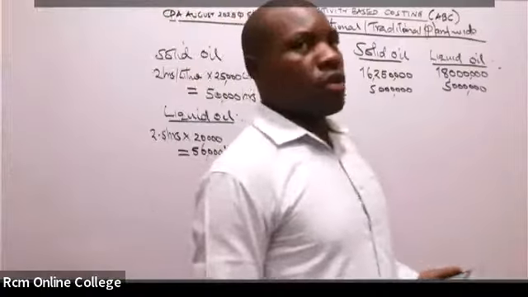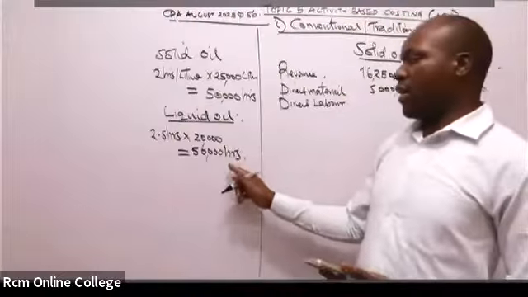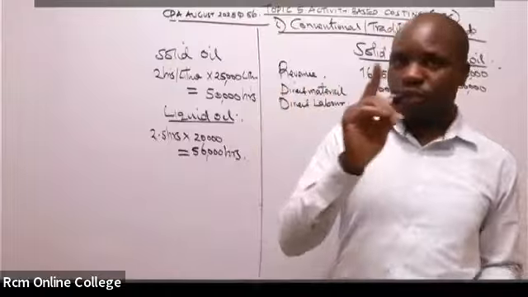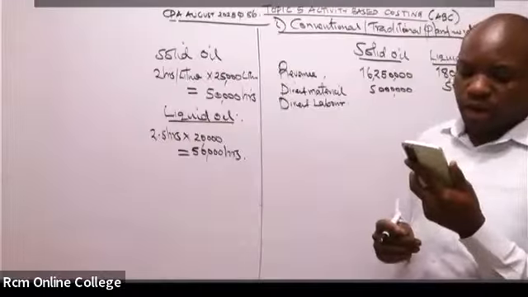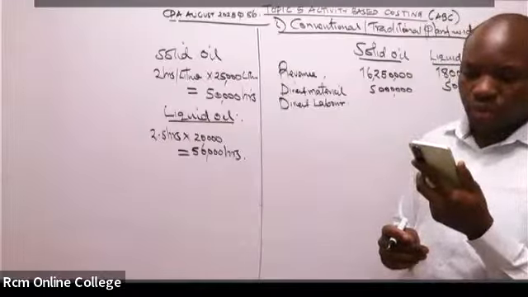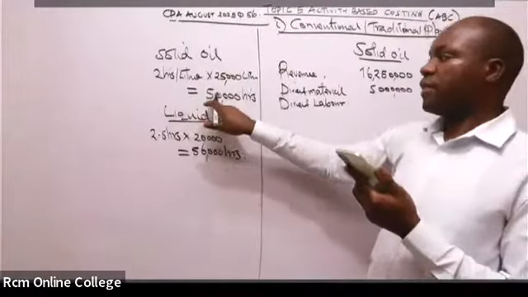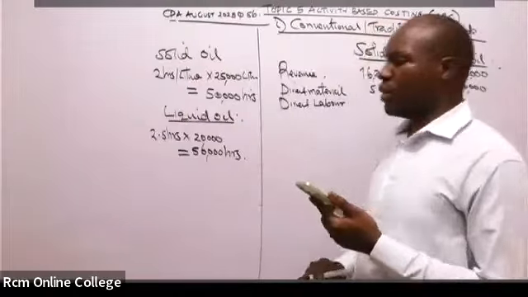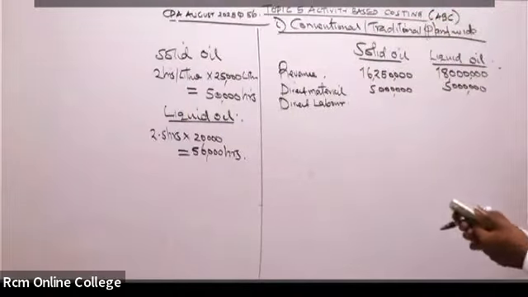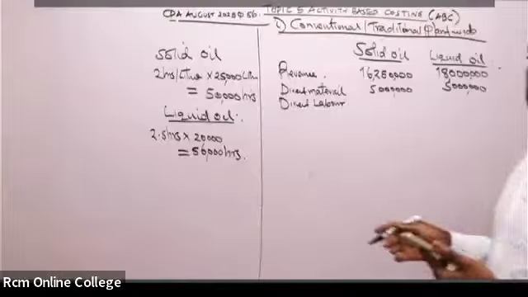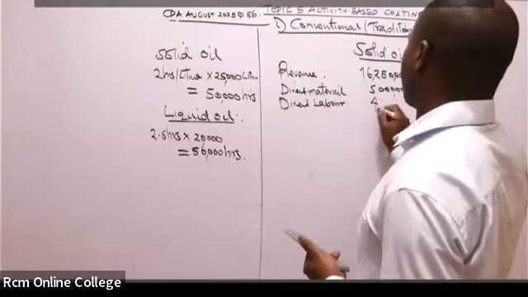Direct labor cost. This is now labor hours, and we have the labor rate per hour. The labor rate per hour is 90 shillings for the solid oil, and we are having 50,000 hours. So what will you have? 50,000 hours by 90. That is 4,500,000.